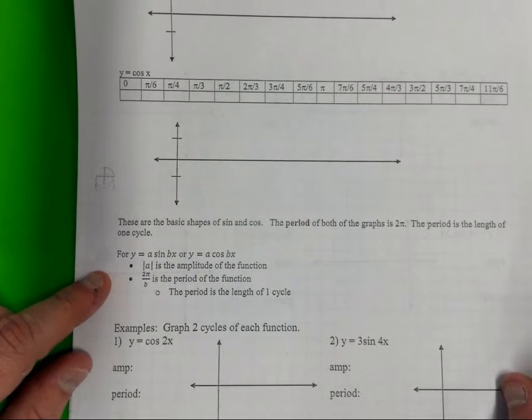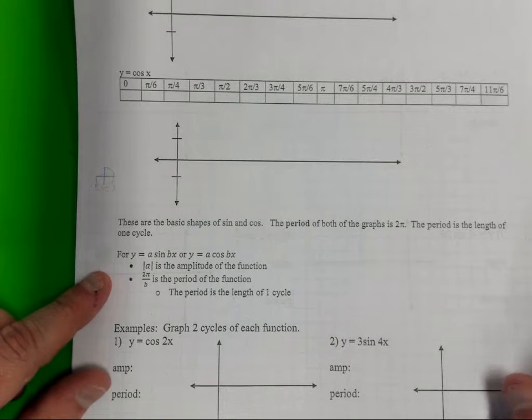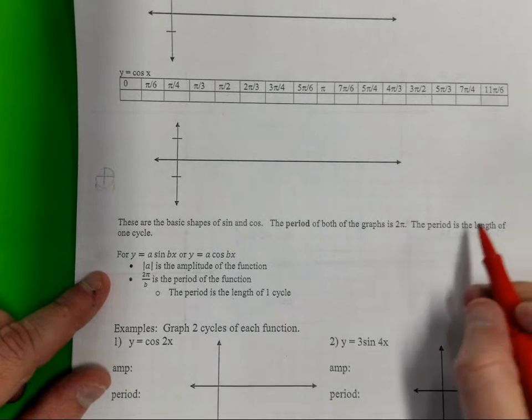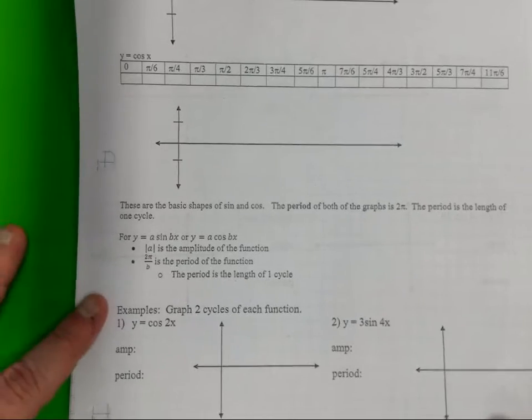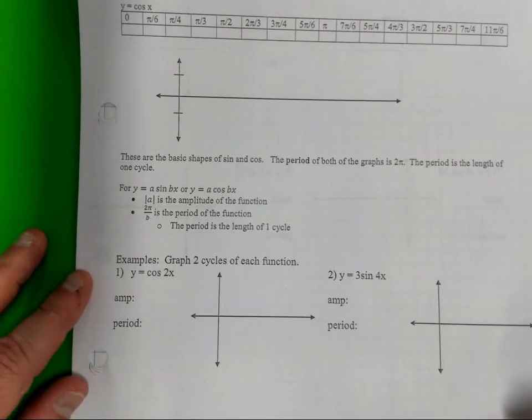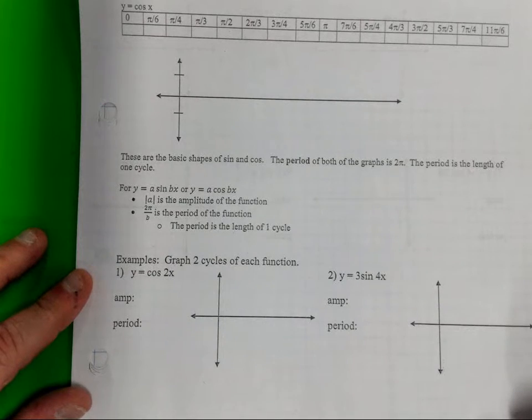Now, to review some vocabulary, we talked about amplitude and period today in class. Amplitude is the height of the graph, and the period is the length of one cycle. The period is the distance it takes to complete one cycle of the graph. So let's look at how we can determine the amplitude and period of the sine and cosine functions.